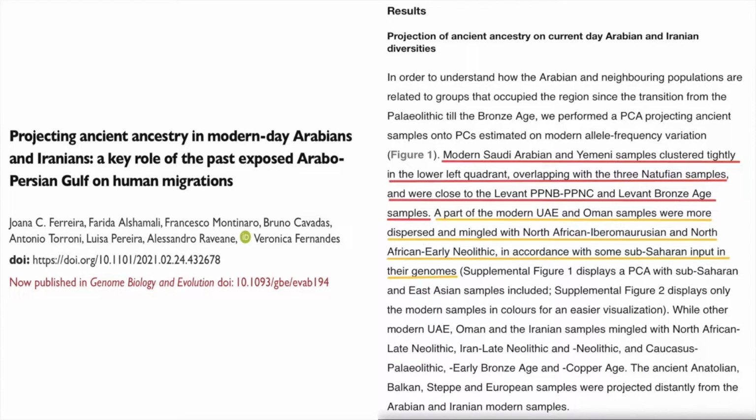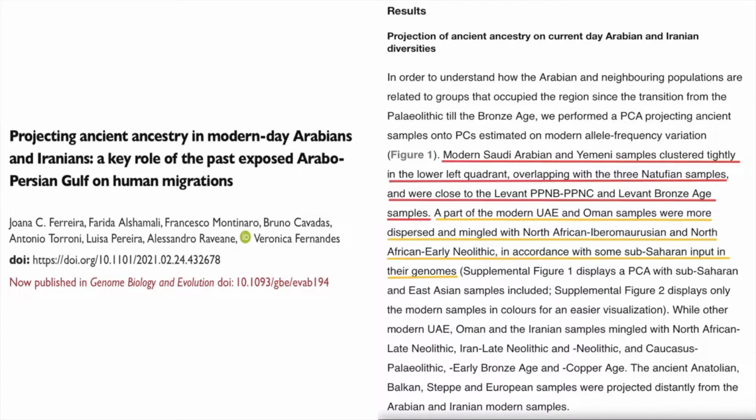Saudi Arabian and Yemeni samples cluster tightly in the lower left quadrant, overlapping with the 3 Natufian samples, and were close to the Levant PPNB (Pre-Pottery Neolithic B), PPNC (Pre-Pottery Neolithic C), and Levant Bronze Age samples. A part of the modern UAE, or United Arab Emirates, and Oman samples were more dispersed and mingled with North African Ibero-Maurusian and North African early Neolithic, in accordance with some sub-Saharan input in their genomes.